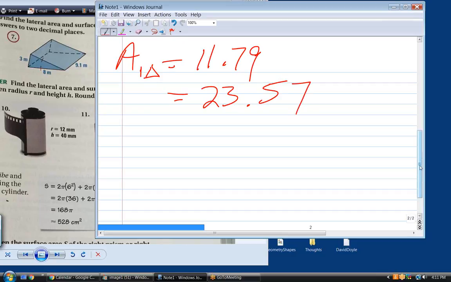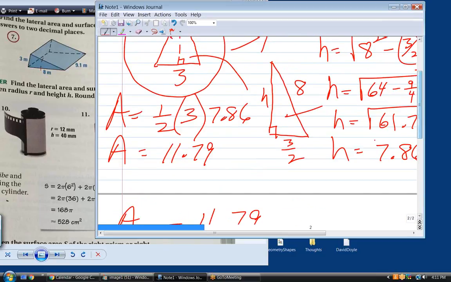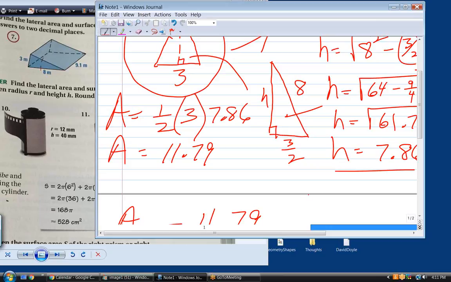In other words, notice how I got this. I figured out h, but I rounded it off first. Then I multiplied it by 1.5. Then I multiplied it by 2. I know I should not have rounded off until I got to the end.